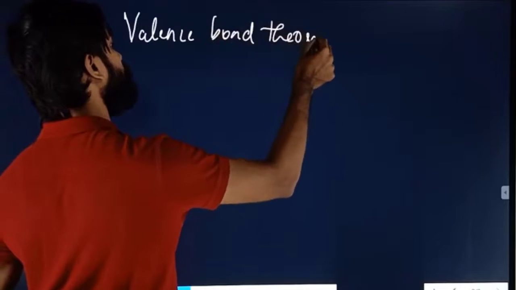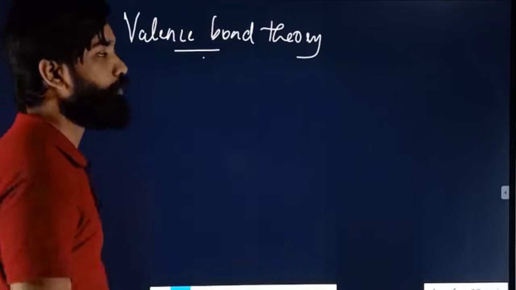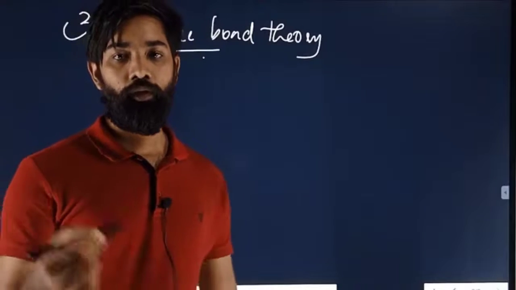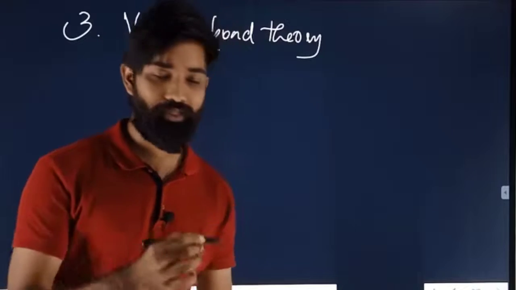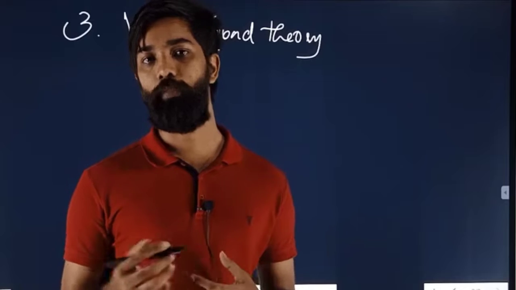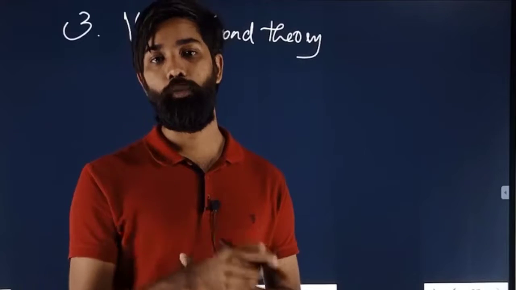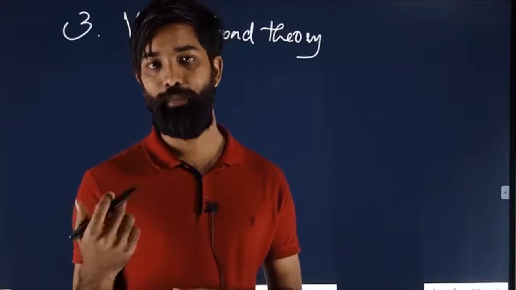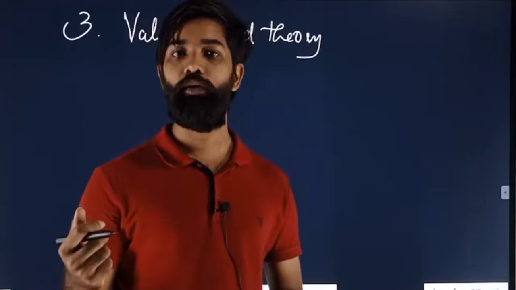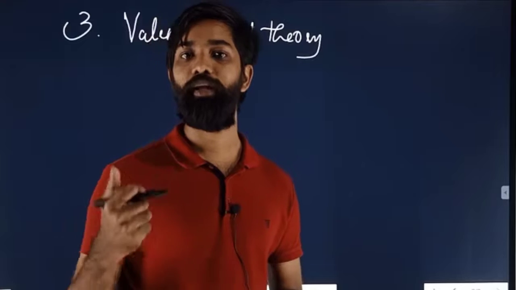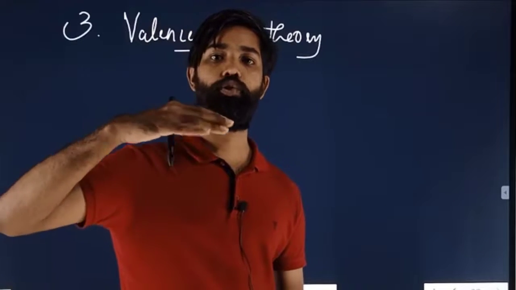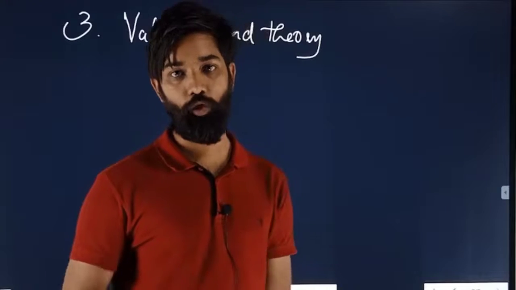So what does valence bond theory mean? Valence bond theory states that, same as in covalent bonding, here the vacant orbitals of the central metal atom undergo hybridization to form a set of similar empty hybrid orbitals. To that, your ligand donates 2 electrons or forms a coordinate bond.